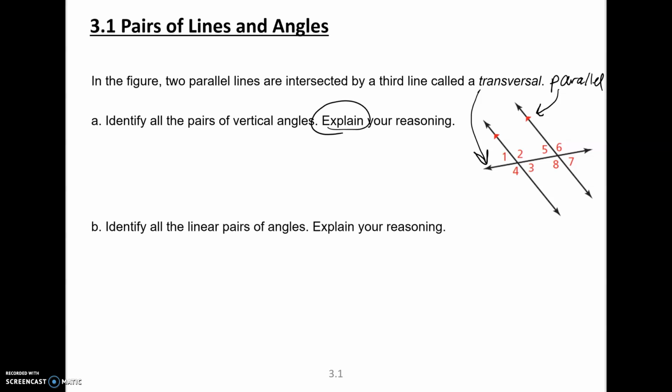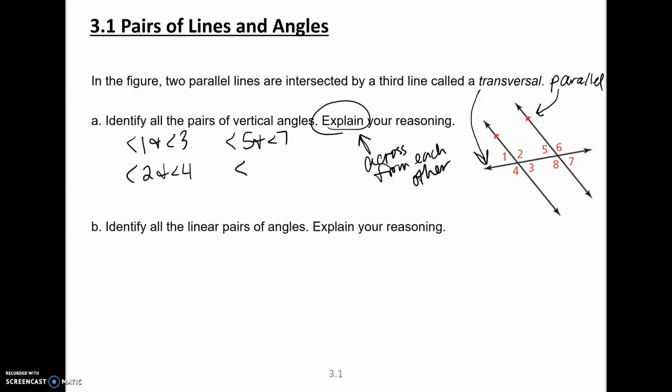What we want to do with that picture is identify all the pairs of vertical angles. It does say explain your reasoning, so tell me how you know angles are vertical. I'm looking for things that are across from each other. So I want to identify all pairs of vertical angles. To me it looks like angle 1 and angle 3. Then we have angle 2 and angle 4, angle 5 and angle 7, and 6 and 8. So there's all my vertical angles.